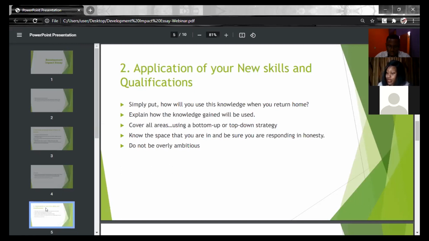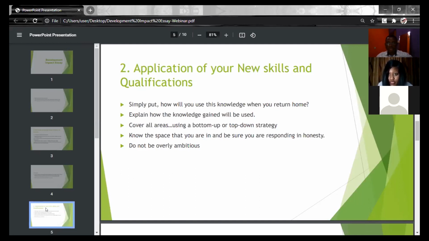Just tell them how you are going to put them into use locally in the hometown or in the village, in the rural area. Then come to how you're going to put your skills into use nationally, how they're going to be used, and maybe in the future, 10 years to come, how are you going to put the skills that you obtained when you came to the UK to develop your region or Africa, that is. So cover all areas, do not focus on one level alone, okay?